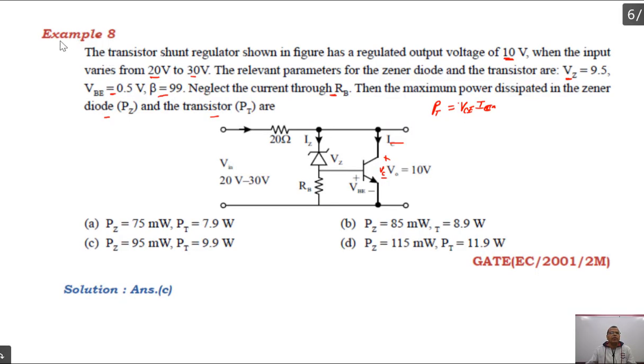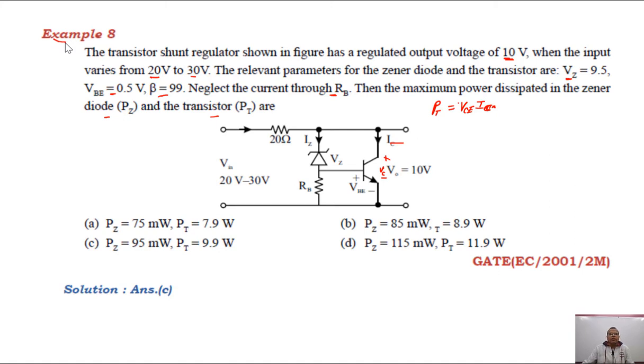Let us see an example based on the shunt regulator now. The transistor shunt regulator shown in the figure has a regulated output voltage of 10 volt when the input varies from 20 to 30 volt. The relevant parameters of the Zener diode and transistor are Vz equal to 9.5 volt, VBE equal to 0.5 volt, beta equal to 99. Neglect the current through resistance Rb. Then find the maximum power dissipated in the Zener diode and the transistor.